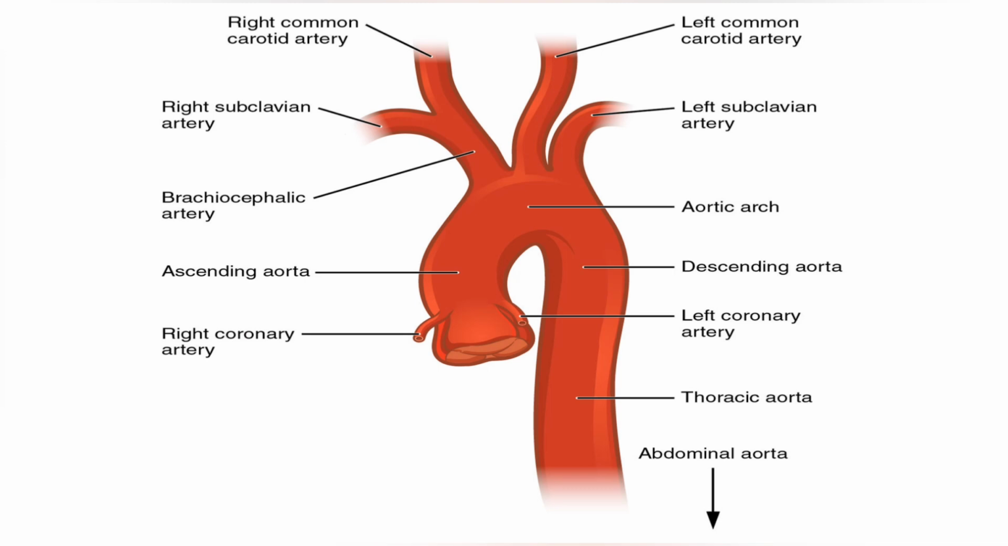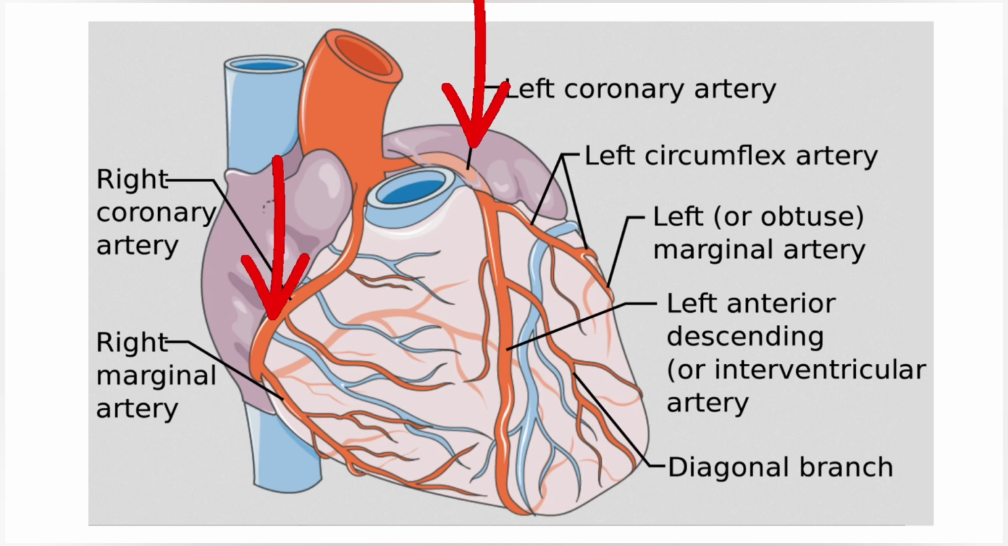Coronary circulation is part of the systemic circulation. Coronary arteries supply oxygenated blood to the heart muscle. The coronary arteries split into two from the base of the aorta. They are the right and left coronary arteries. The right and left coronary arteries and their branches supply blood to all parts of the heart muscle.